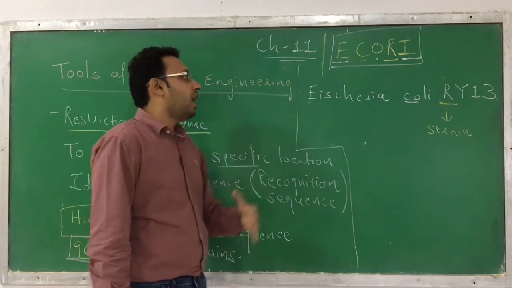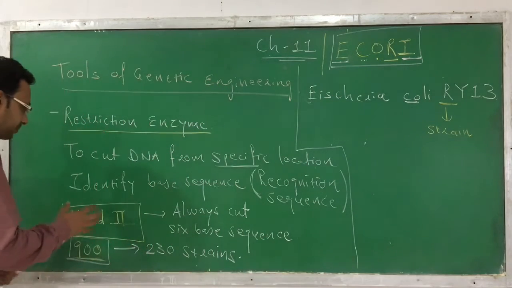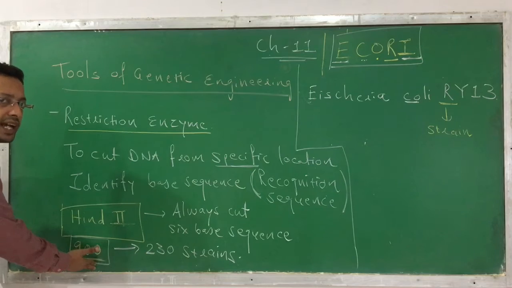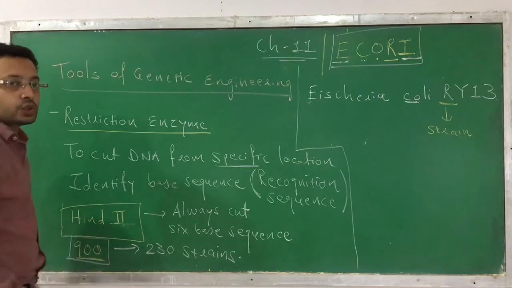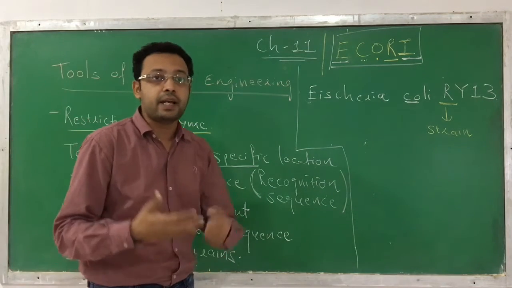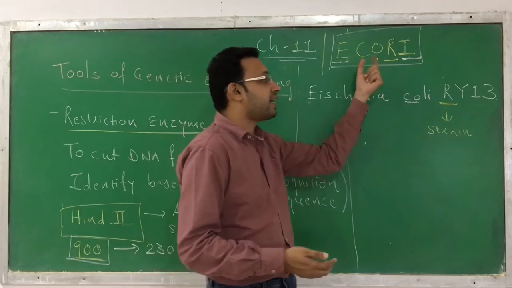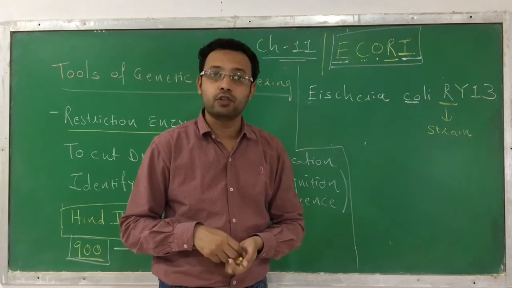So this is how the nomenclature is given, because currently we have more than 900 restriction enzymes. So it is difficult to give names and remember them. So a specific kind of nomenclature system has been developed.